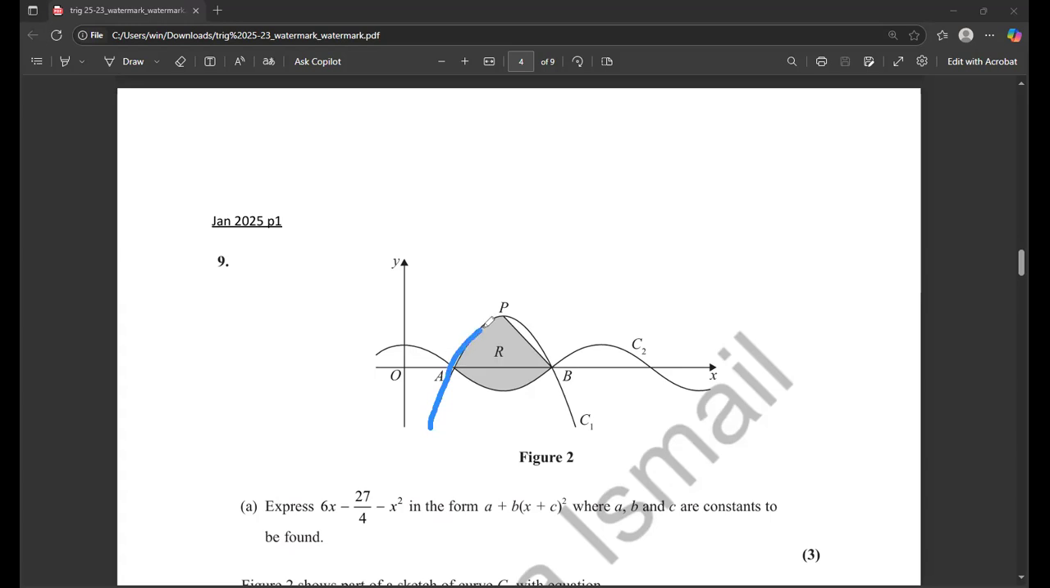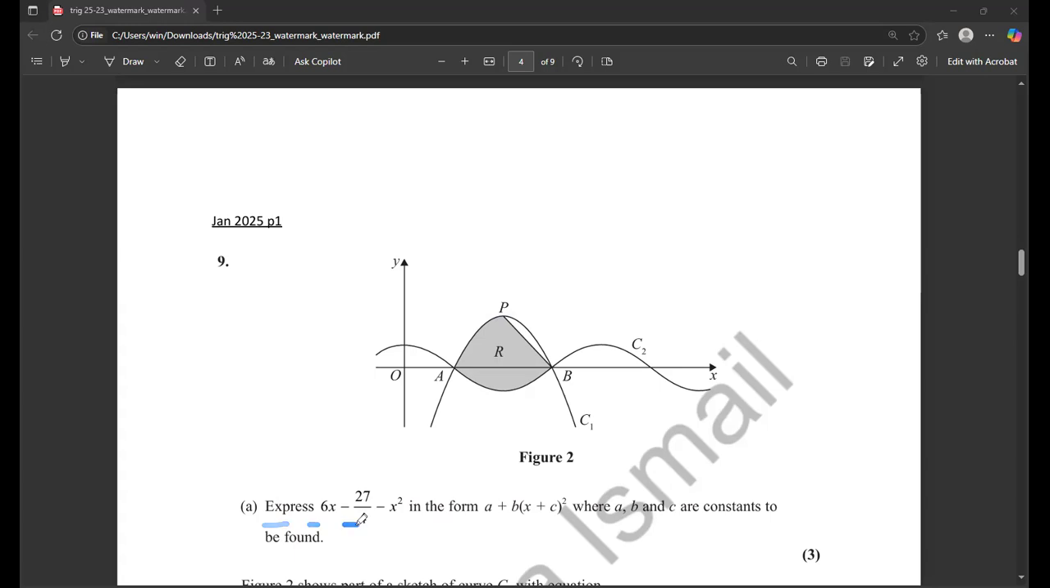Here we have a normal curve, C1, and he called it C1, and that is a graph here. And he merged them. They have intersection at A and B. And here in this curve, it has a maximum point. Let's see what he wants in the first question here.